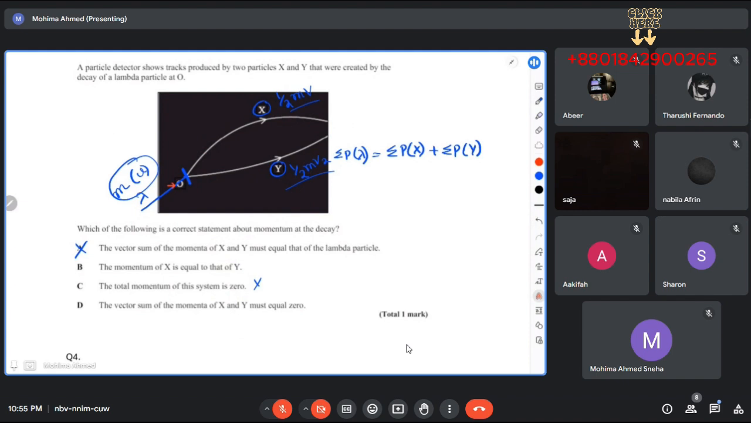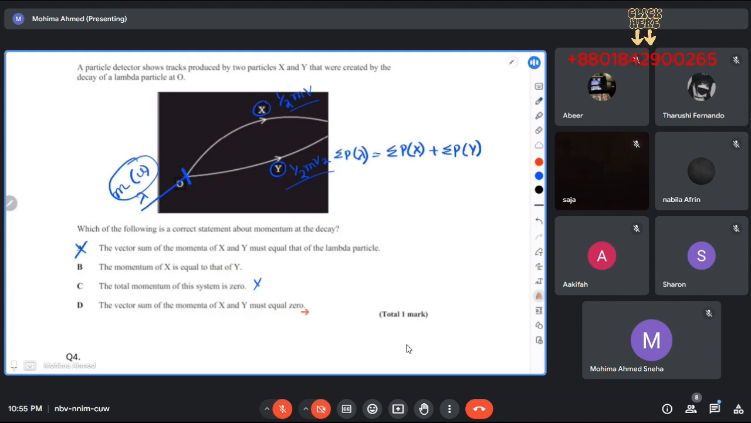And even though lambda was not represented on this graph, that was solely because lambda was not charged. That's why it could not affect the photographic film surface, but lambda was there and lambda was moving. Okay, so they have velocities over here. And the vector sum of the momenta of x and y must equal zero.